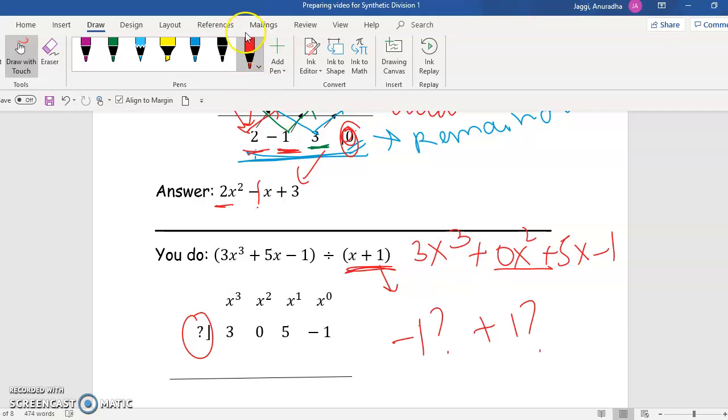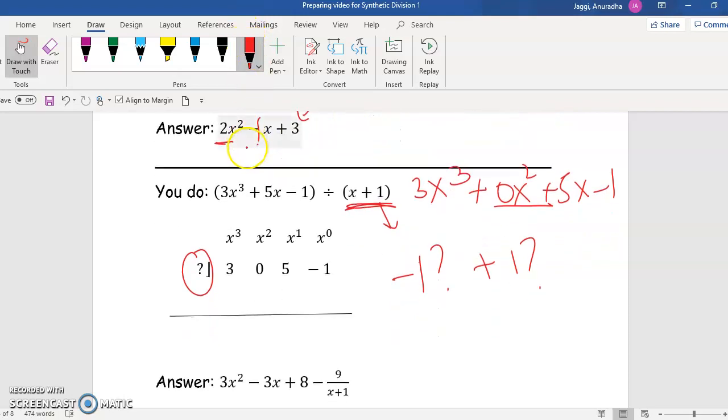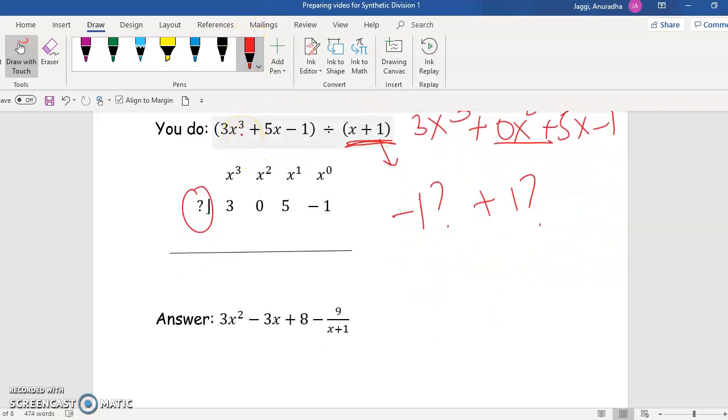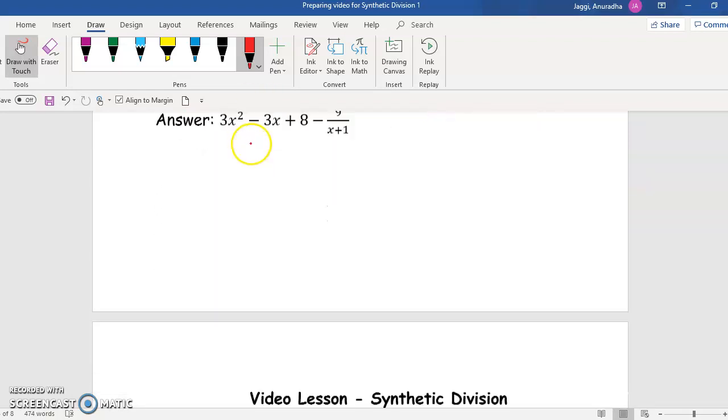Carefully do this question, and if you get this answer, you are on the right track. Just do it carefully and look at the examples above again and again if you are not able to do it the first time. And finally, I think you should be able to do it.